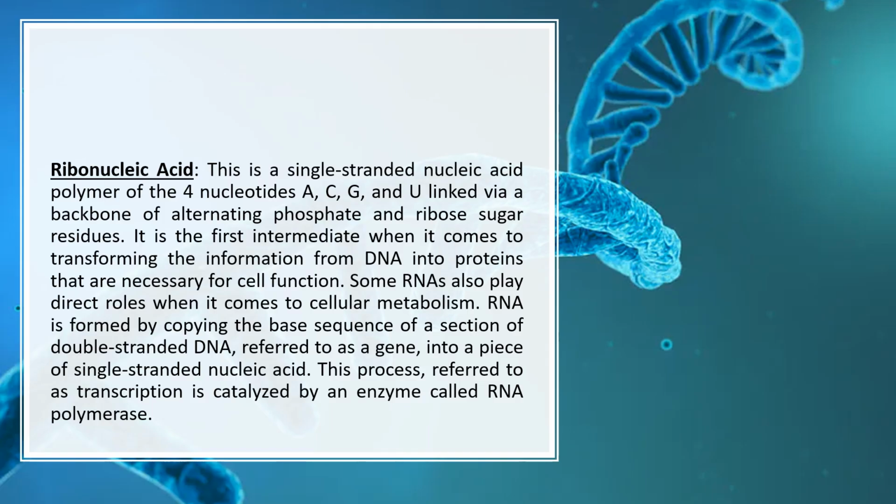Ribonucleic acid. This is a single-stranded nucleic acid polymer of the 4 nucleotides A, C, G, and U linked by way of a backbone of alternating phosphate and ribose sugar residues. It is the first intermediate when it comes to transforming the information from DNA into proteins that are necessary for cell function. Some RNAs also play direct roles when it comes to cellular metabolism.